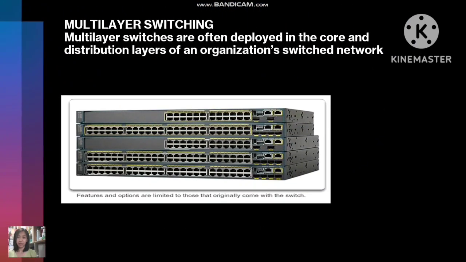Next, we have the multi-layer switching. Multi-layer switches are often deployed in the core and distribution layers of an organization's switched network. Multi-layer switches are characterized by their ability to build a routing table, support a few routing protocols, and forward IP packets at a rate close to that of layer 2 forwarding.